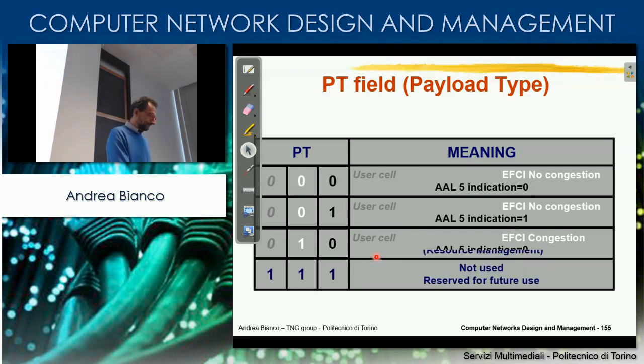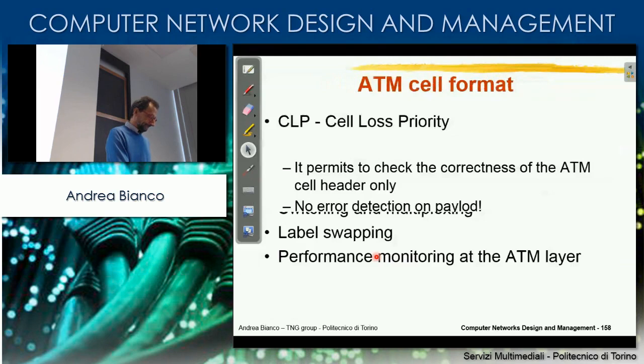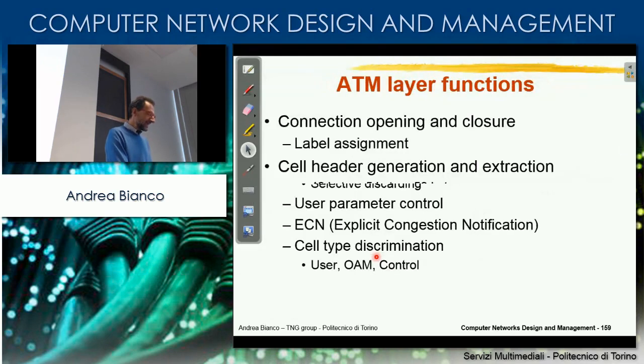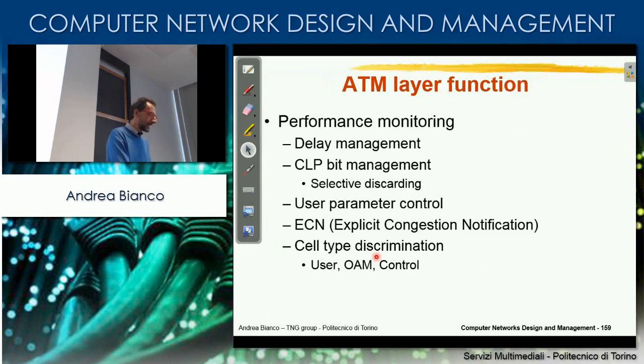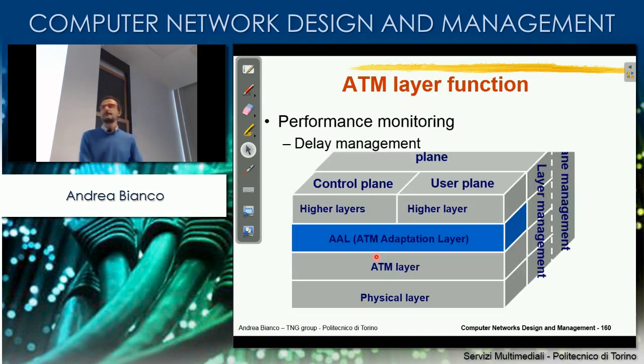So that's basically it. These are a set of functions that you run at the ATM layer. So cell type discrimination, explicit congestion notification. You may have user parameter control, a field we have not seen. We have the management of the priority bit, okay, and so on and so forth. Not so important.